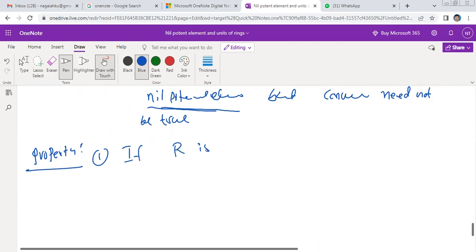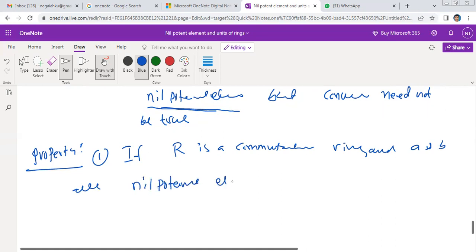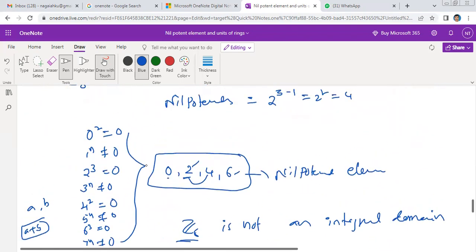If R is a commutative ring, and A and B are nilpotent elements, then A plus B is also a nilpotent element. Simply, in the above problem, you observe here, 0 and 2 are the nilpotent elements. 0 plus 2, which is nothing but 2, is also a nilpotent element.